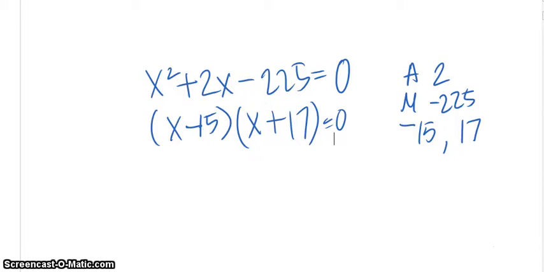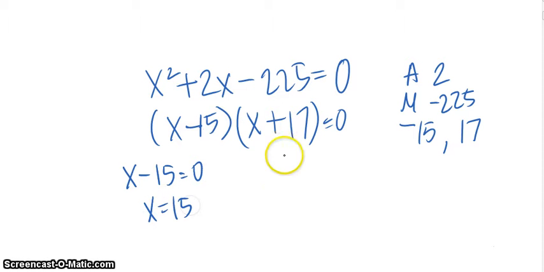So we're going to solve that by setting each one equal to 0. So x minus 15 equals 0, so x equals 15. And then we have x plus 17 equals 0, but that gives me x equals negative 17.